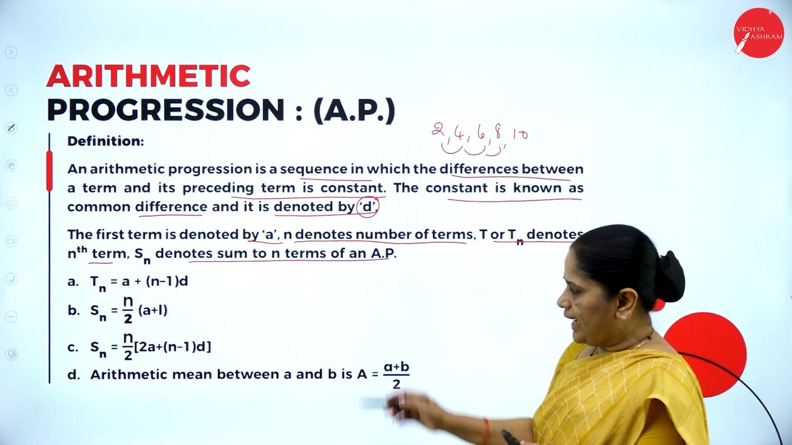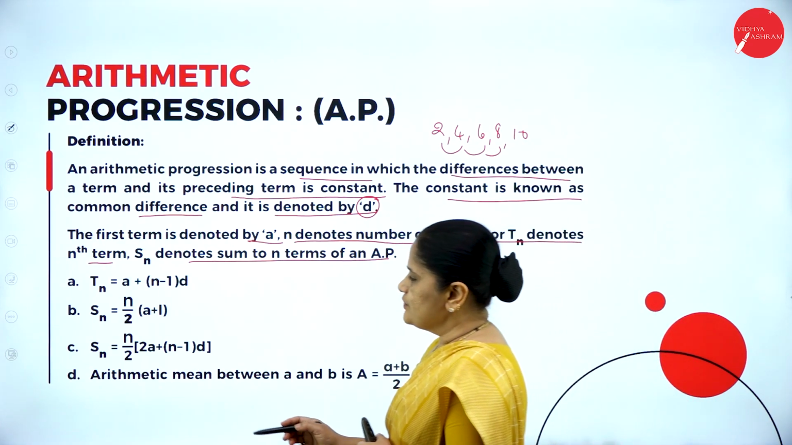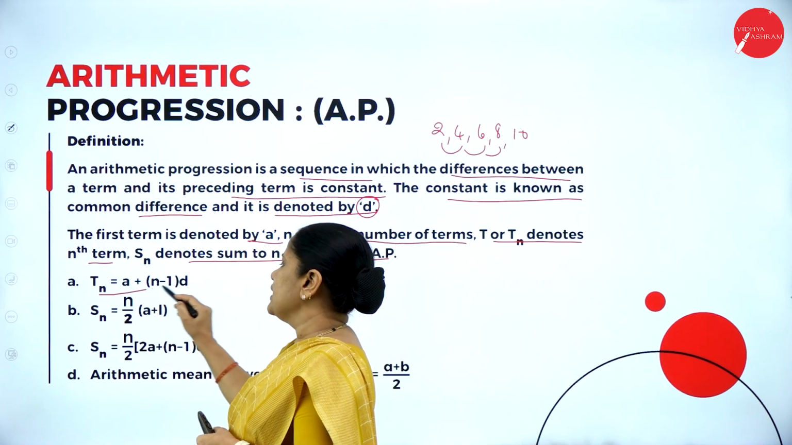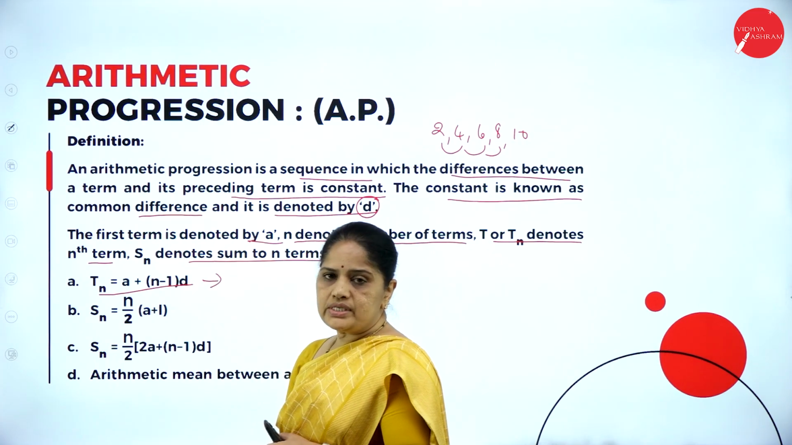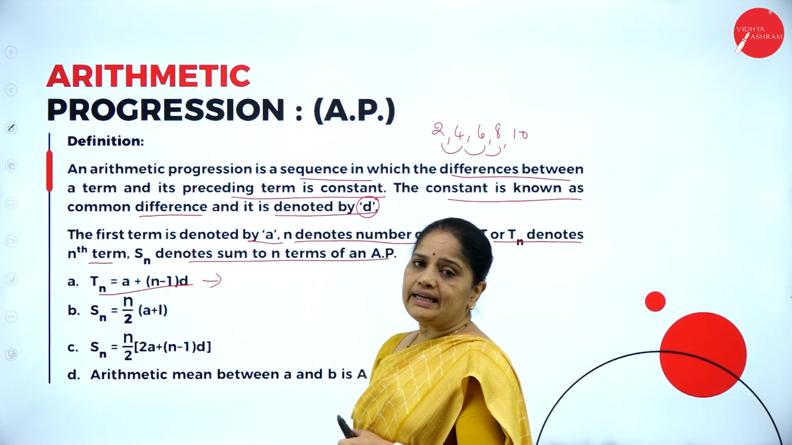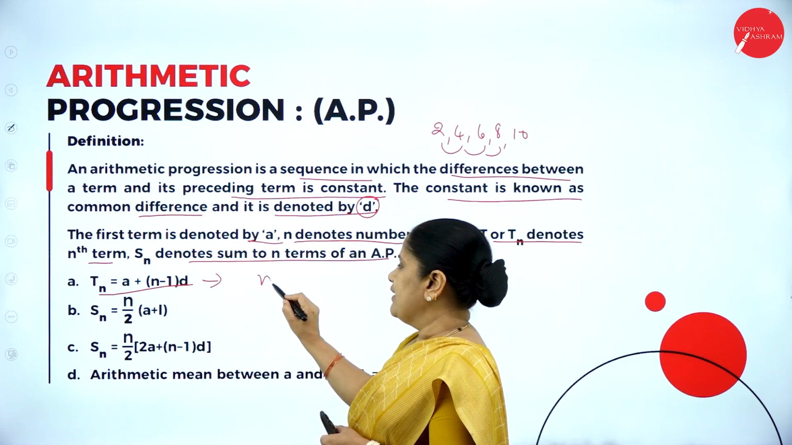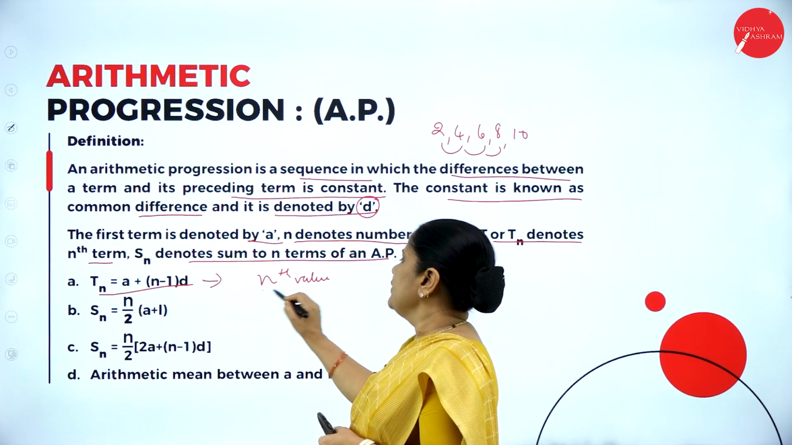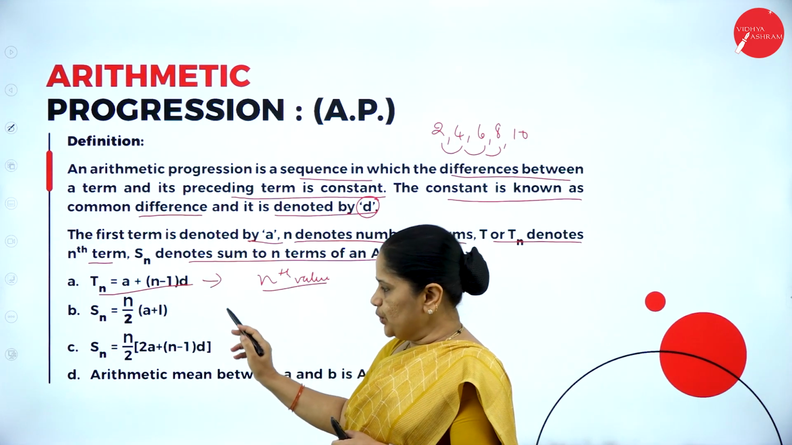Now, we have a few formulas for arithmetic progression. The first formula is Tn equals A plus n minus 1 into D. This formula will be used whenever we need to find the order of the term. Whenever we have to find the nth value of the series, we will make use of Tn equals A plus n minus 1 into D.